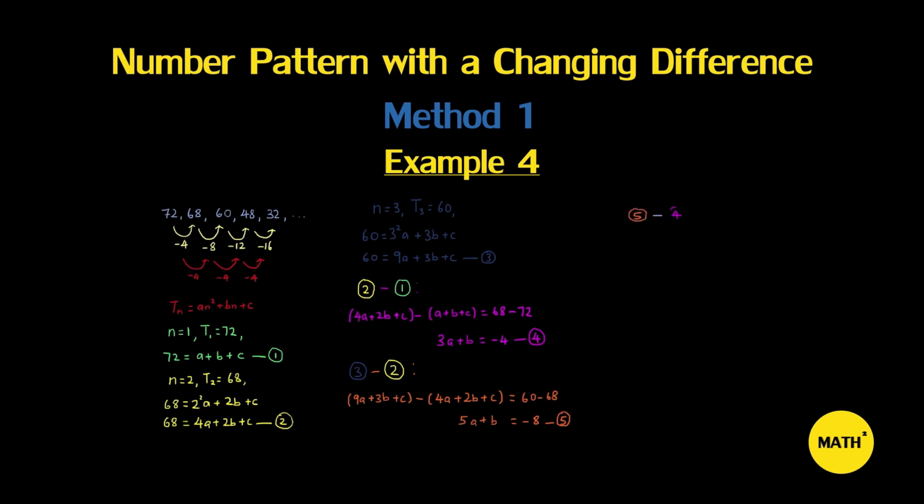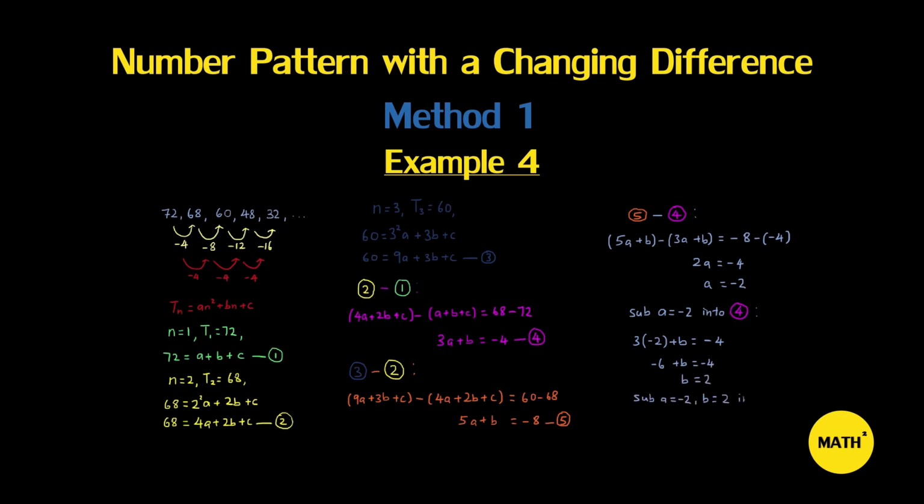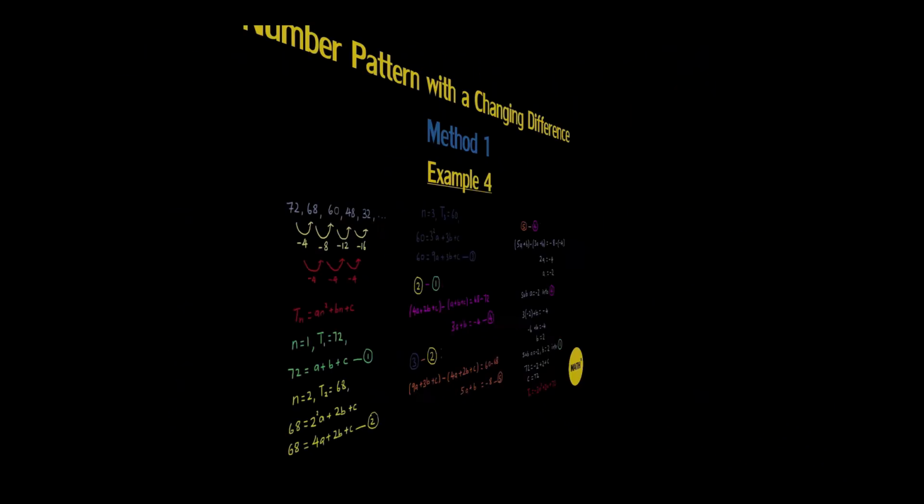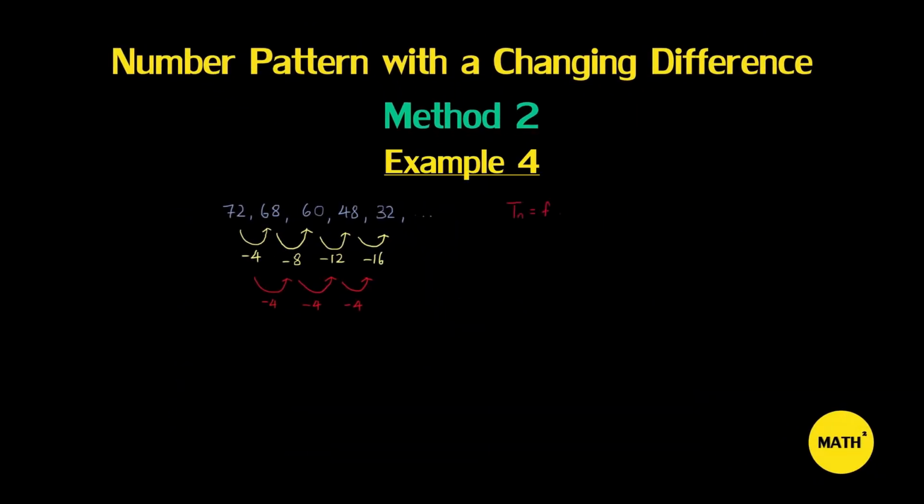Next, we use equation 5 minus equation 4, and we will eventually get a equals negative 2. To find the value of b, we sub a equals negative 2 into equation 4, and we will obtain b equals 2. Lastly, we sub a equals negative 2 and b equals 2 into equation 1, and we will obtain c equals 72. And here we are, we obtain the general term Tn equals negative 2n squared plus 2n plus 72. Let us practice using the second method using this example.